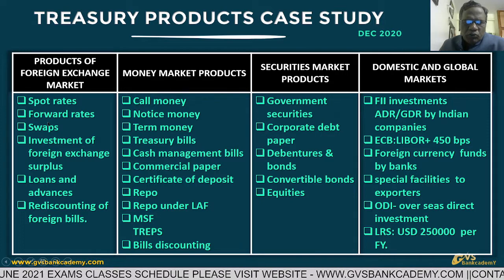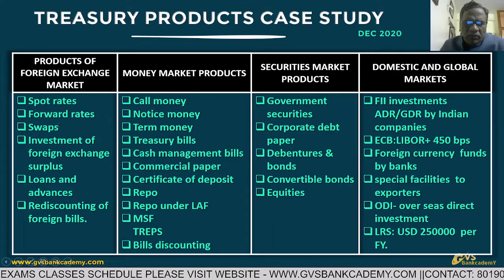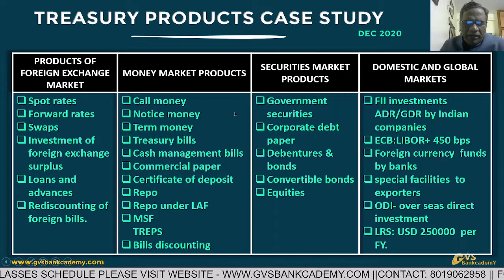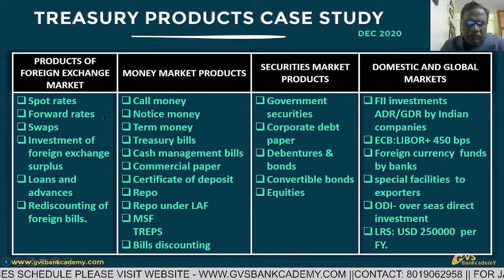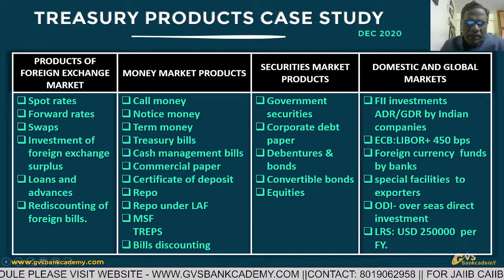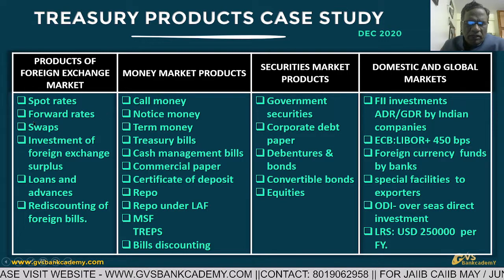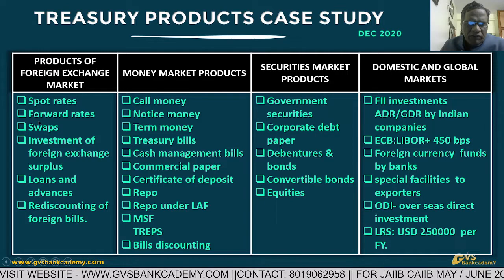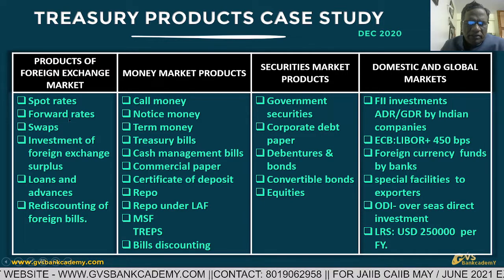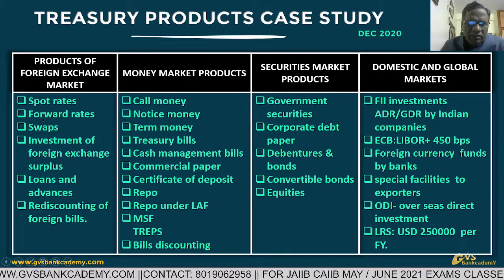Forward rates. Forward rate means settlement beyond T plus 2, or exchange of foreign currency at a future determined date between the buyer and the seller of the forward contract. So settlement is at a future date, beyond T plus 2. Forward exchange contracts are normally non-exchange traded, but they are very useful products for exchange risk mitigation.